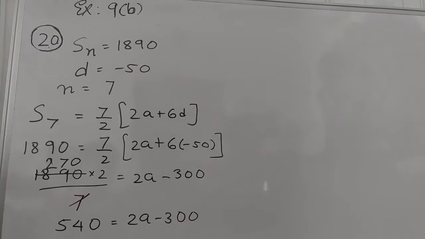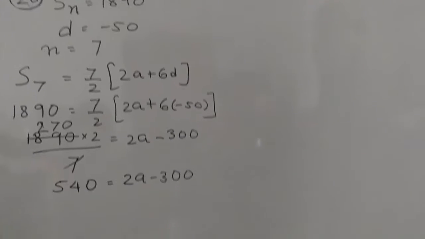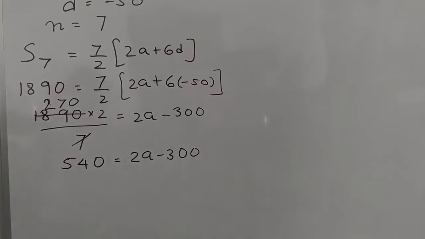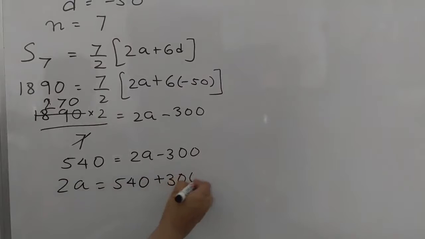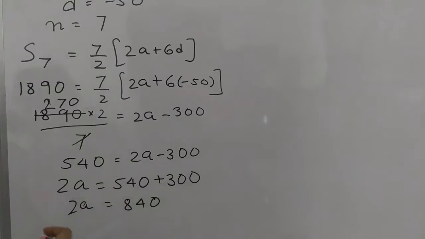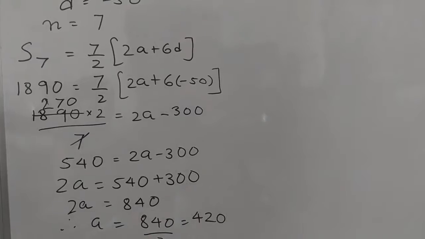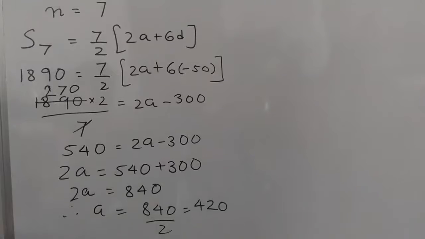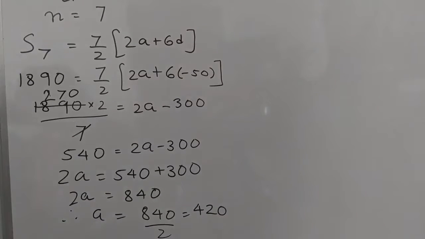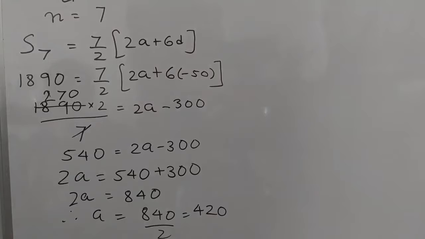Now using this equation we can find our A value first. So here I take 2A is equal to 540 plus 300. It means 840. So my A value is equal to 840 divided by 2, that is 420. So this way, first of all, we get the first term, or you can say the first prize, found here. It is 420. Now we want to find all the prizes, all the 7 prizes.